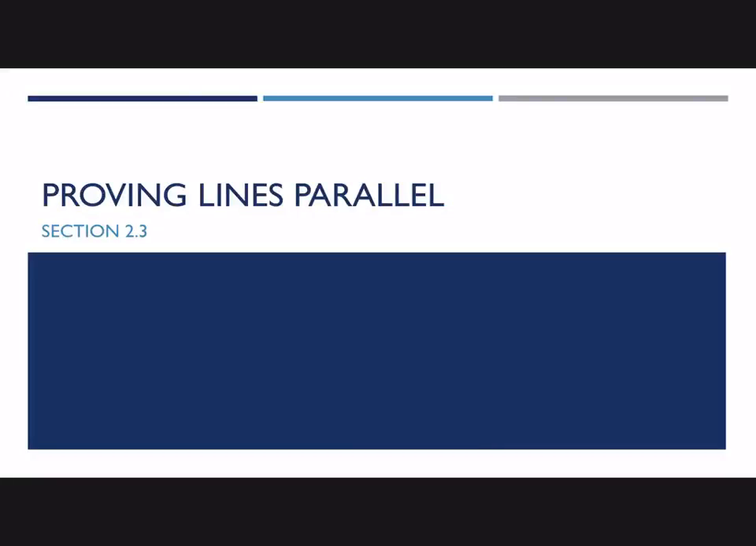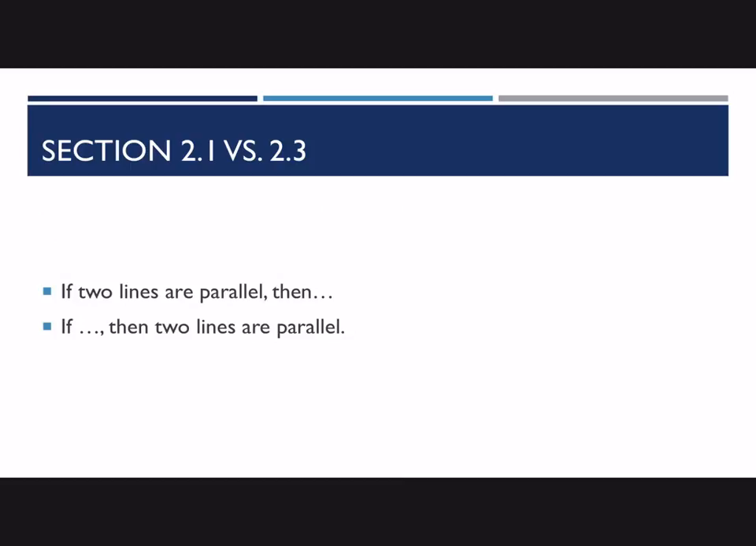In this video, I wanted to hit some of the highlights from section 2.3, which discusses different ways to prove that lines are parallel. So you may remember in section 2.1, we had many statements that began with the hypothesis if two lines are parallel, and then we filled in with different conclusions. So for example, we had if two lines are parallel, then the corresponding angles are congruent. That was a postulate. We had some theorems that we proved. If two parallel lines are cut by a transversal, then the alternate interior angles are congruent, and so forth.